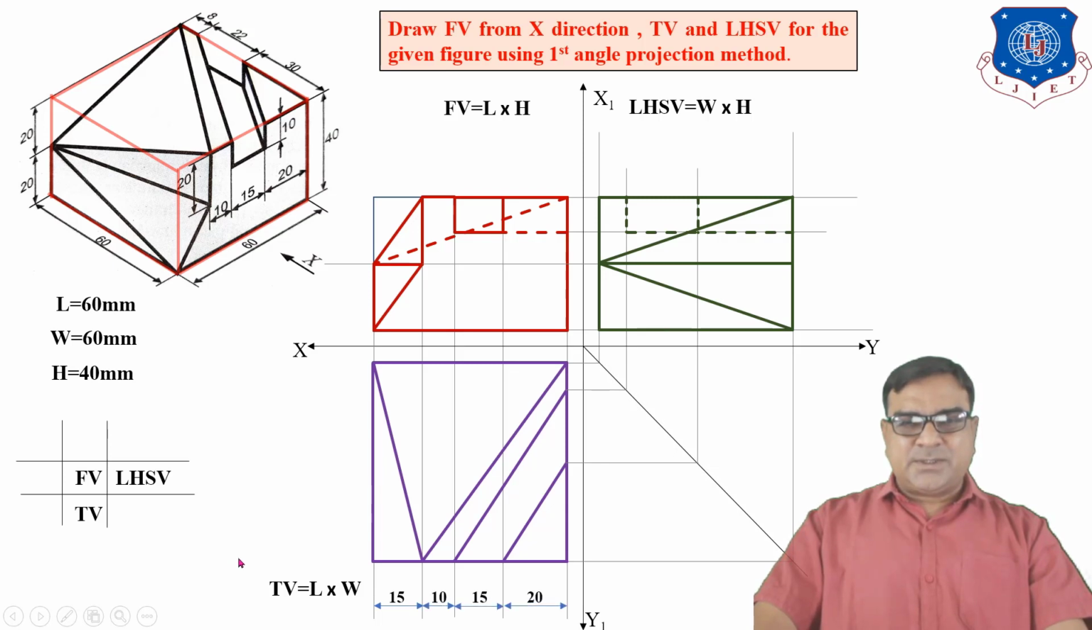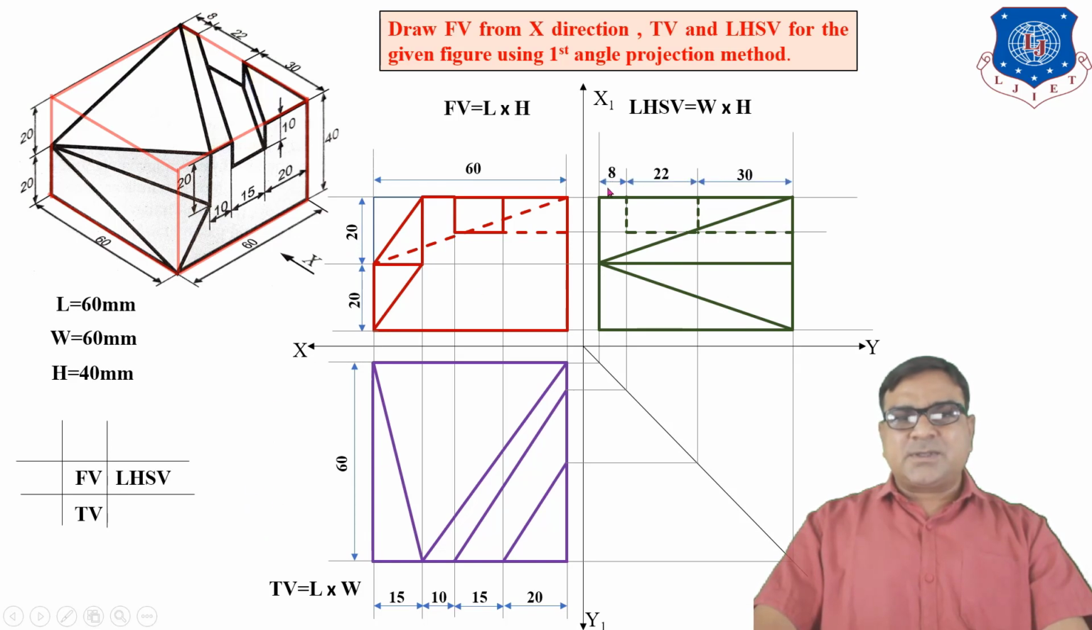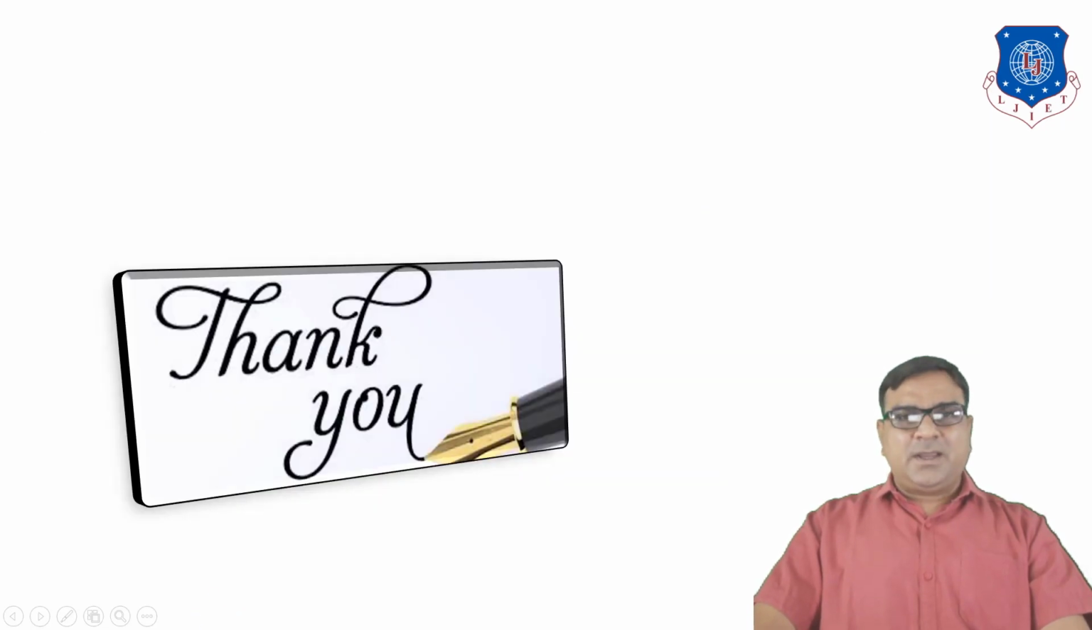Insert all the dimensions: 15, 10, 15, 20 mm, 60 mm width, height 20 mm and 20 mm, length 60 mm, and for the side view 8 mm, 22 and 30 mm. And here 10 mm for the slot and 40 mm height. Okay, thank you very much.